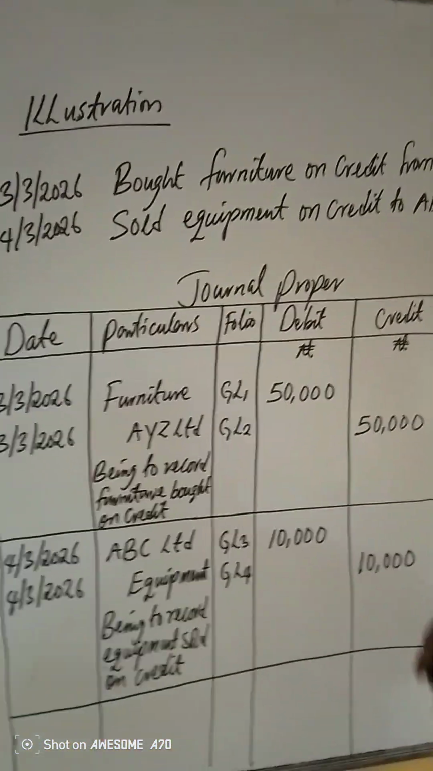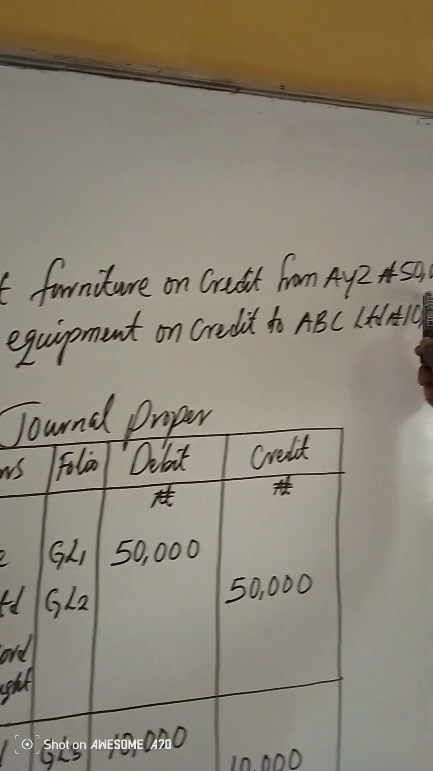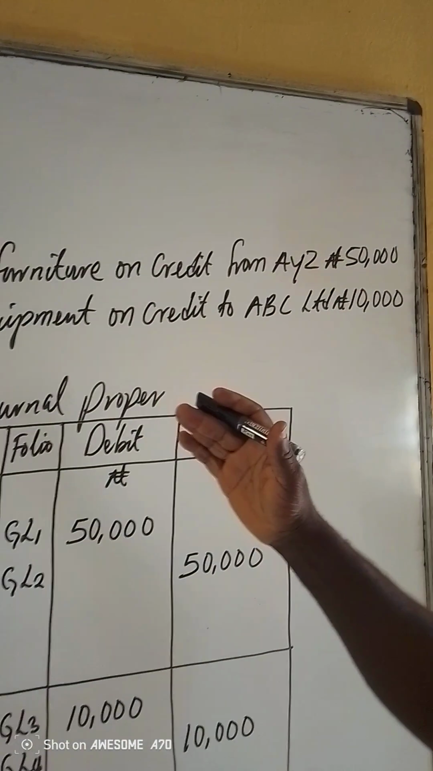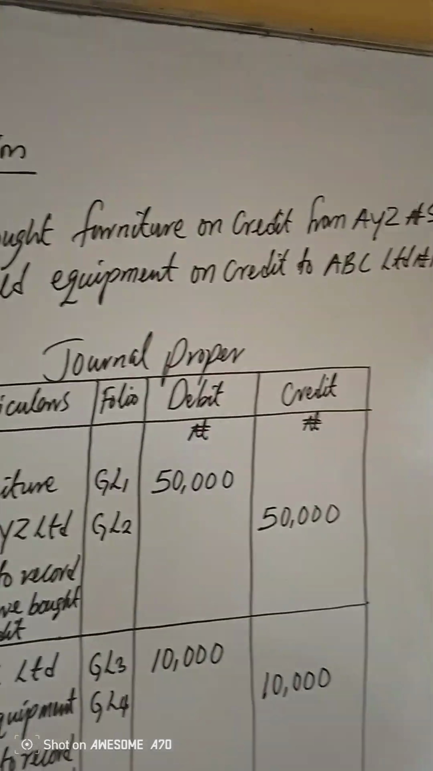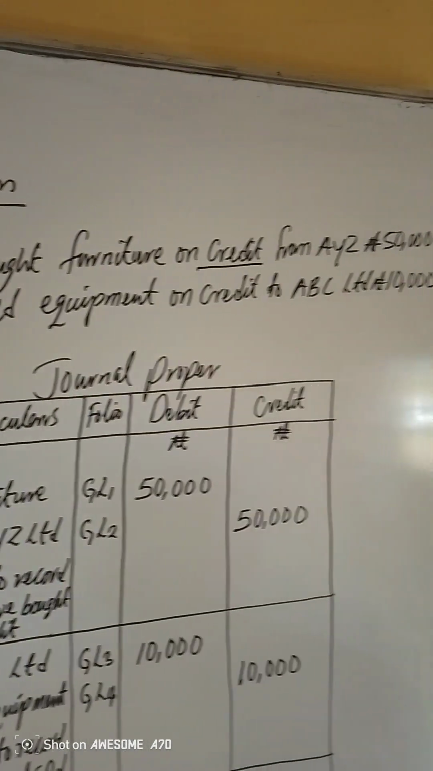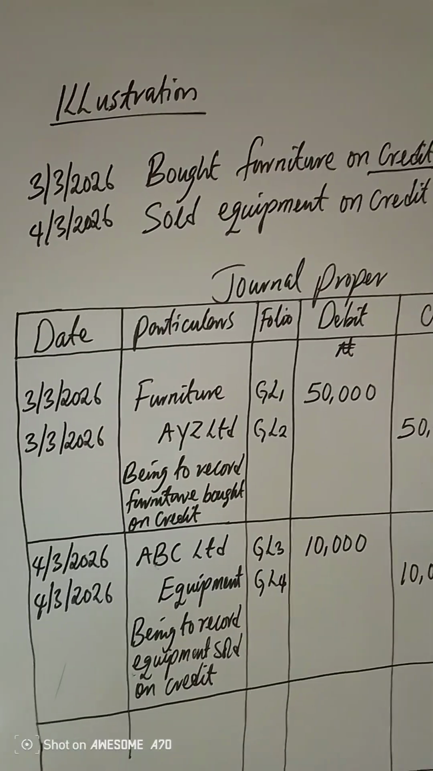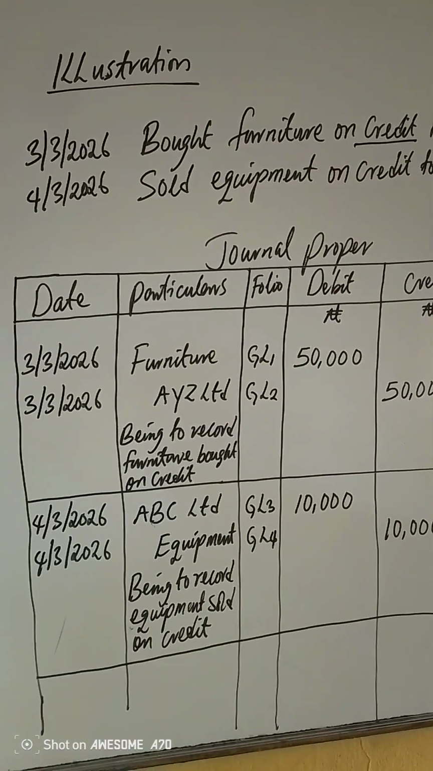Number one: bought furniture on credit from AYZ, 50,000. You can see that furniture was purchased on credit. Furniture is a non-current asset. So if it is purchased on credit, it will be recorded in the journal proper because it's not by cash and it's not goods, so you cannot take it in the other day books. Let's see how you record it.